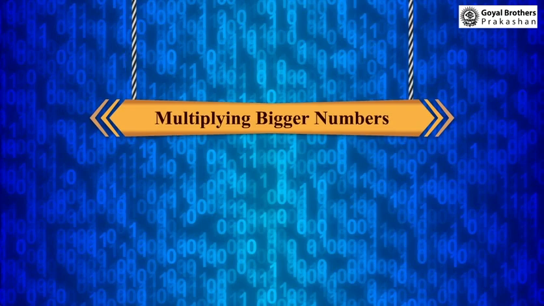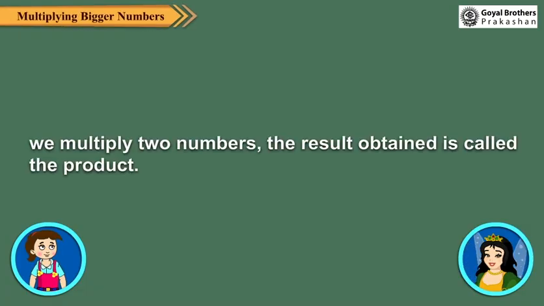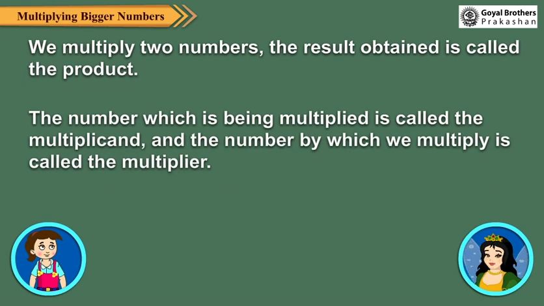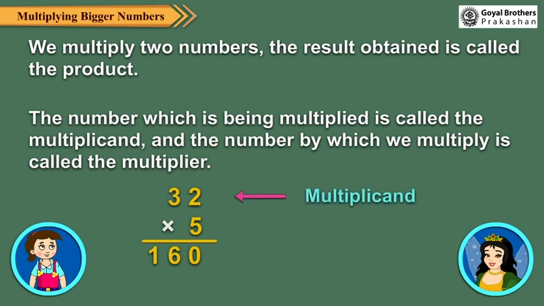Multiplying bigger numbers. In the previous classes, we have learnt how to multiply numbers. When we multiply two numbers, the result obtained is called the product. The number which is being multiplied is called the multiplicand, and the number by which we multiply is called the multiplier. For example, 32 multiplied by 5 is equal to 160. Here, 32 is multiplicand, 5 is multiplier, and 160 is the product.